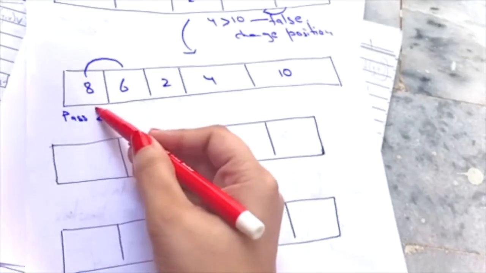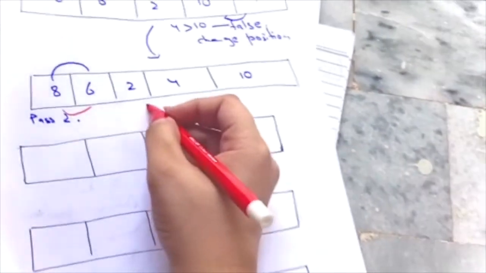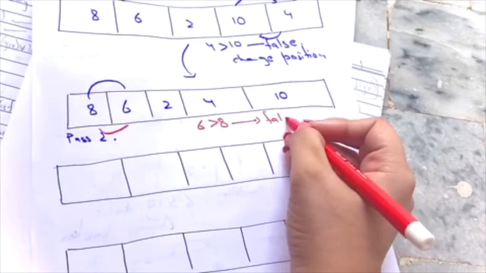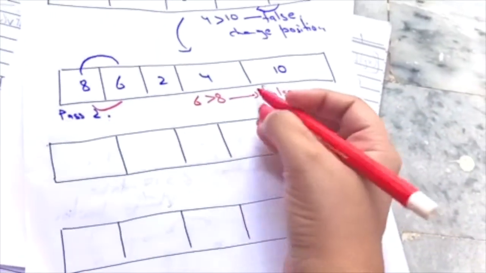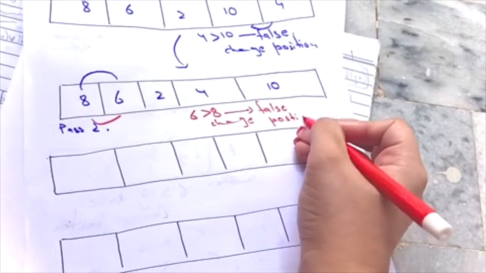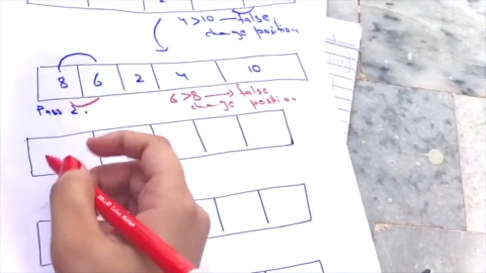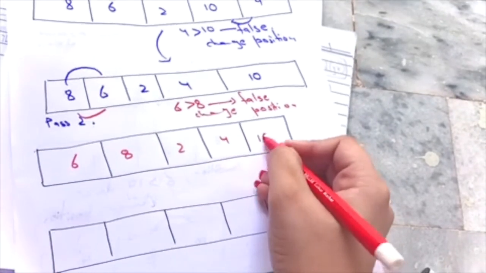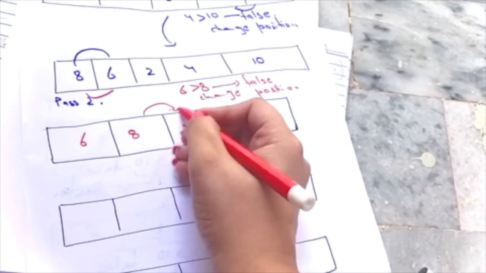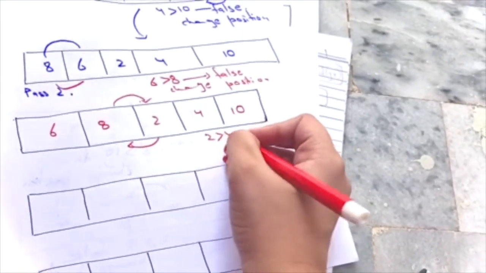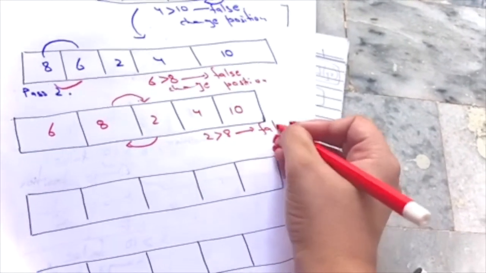Our pass number 2 has started, and now let's compare these two elements. Let's check the condition that we have. Is 6 greater than 8? Which is false. That means we need to change the position like we did. So change position, and our list becomes 6, 8, 2, 4, 10. And I'll compare these two for the next step. So is 2 greater than 8? Again it's false.